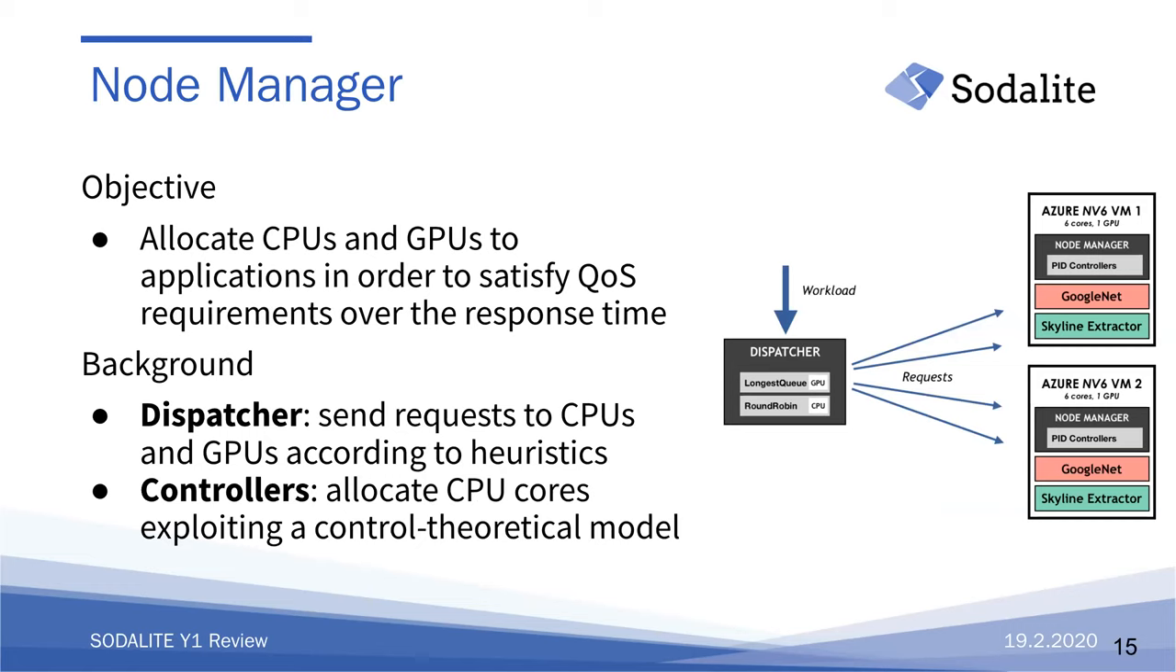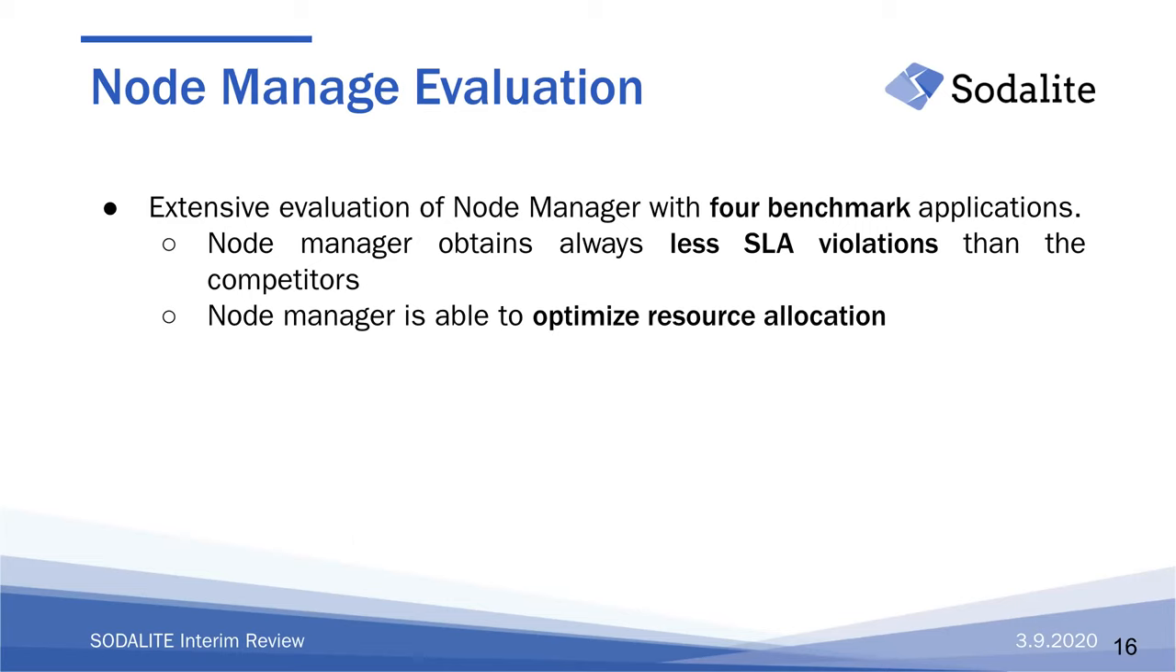So essentially here we show that we have an architecture that is based on two essential components, the dispatcher and the controllers. The dispatcher is the one that sends requests for executing tasks on multiple resources. We have experiments with GPUs and CPUs that are used together. And then we have some controllers that execute this control theoretical model and make decisions about how to perform this vertical scaling.